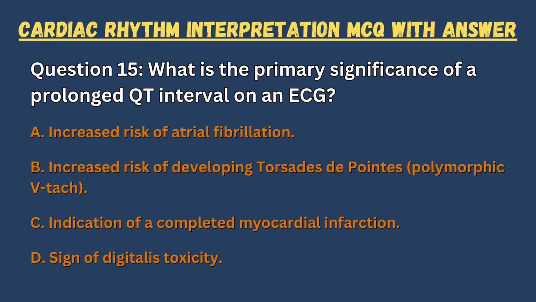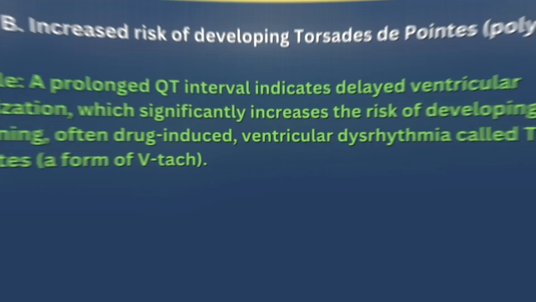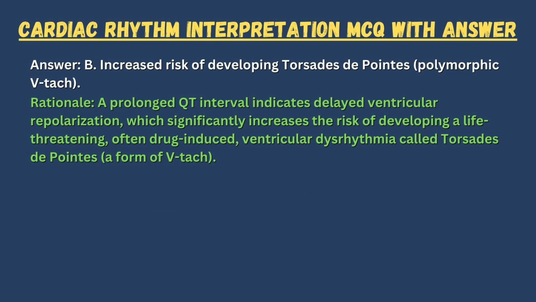A. Increased risk of atrial fibrillation. B. Increased risk of developing torsades de pointes, polymorphic V-Tach. C. Indication of a completed myocardial infarction. D. Sign of digitalis toxicity. Answer: B. Increased risk of developing torsades de pointes, polymorphic V-Tach.